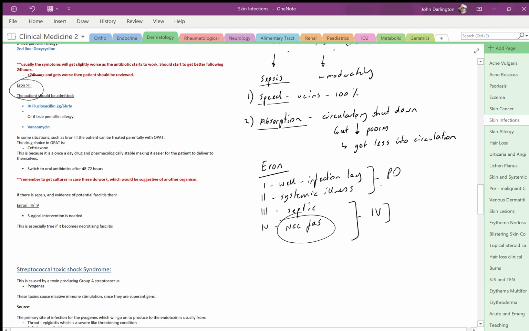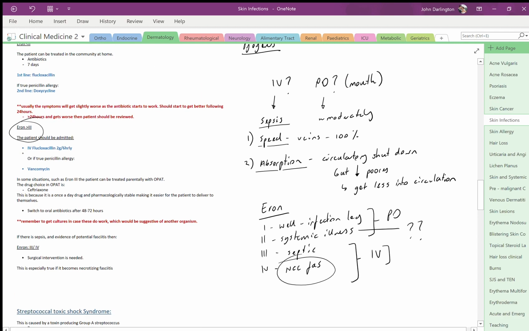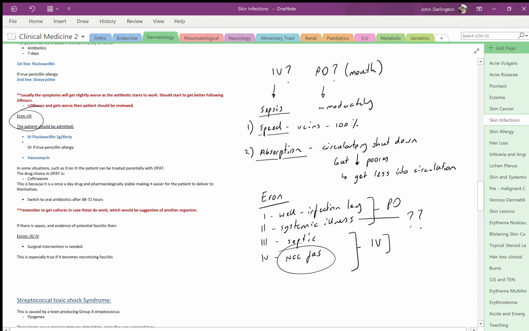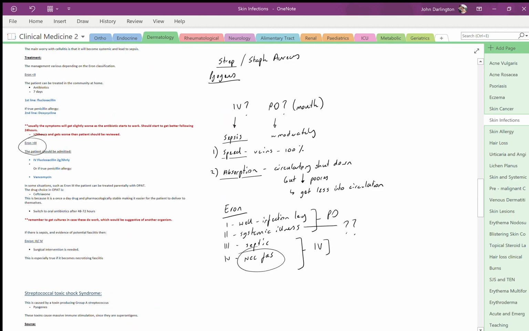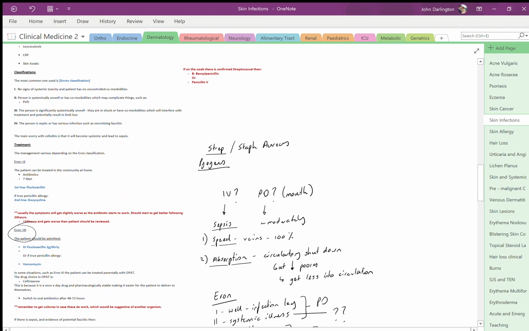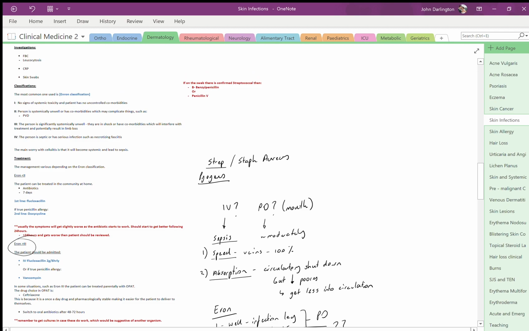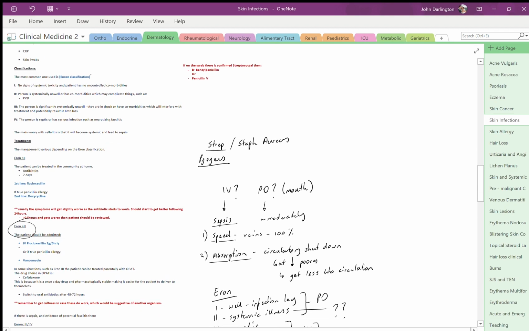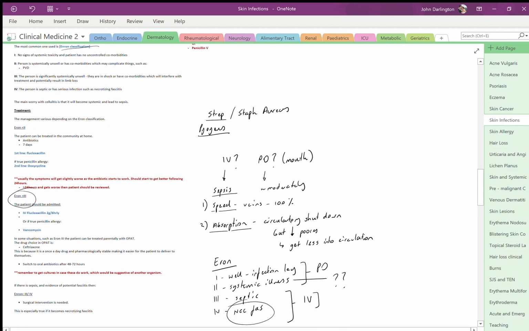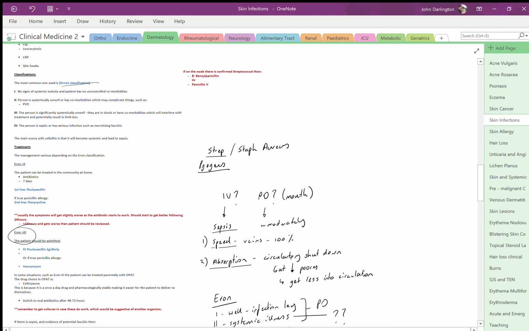At number 2, Enron's classification 2 is a bit of a mixed bag. It'd be your clinical judgment if you would give that orally or not. But I just thought I'd sum that up very quickly, because obviously cellulitis is something you'll come across. Oh look, I've been spelling Enron wrong. Never mind. It's something that's very important to know about your clinical application of antibiotics.